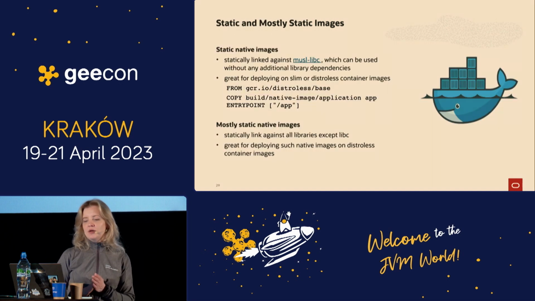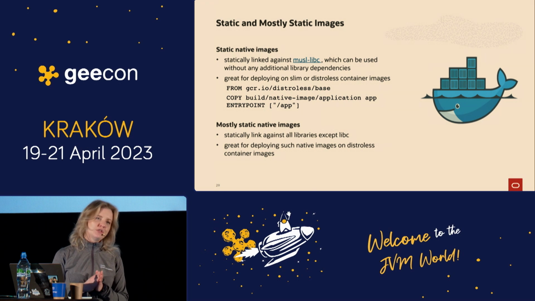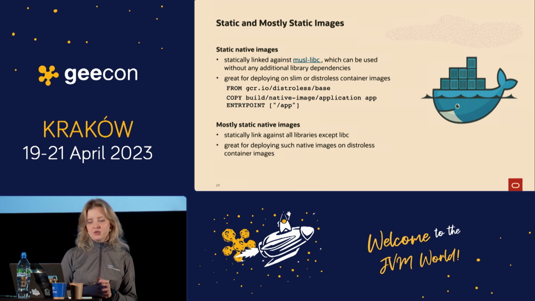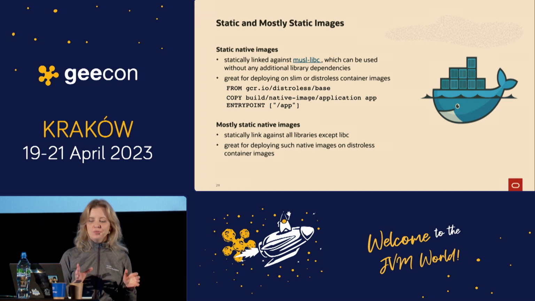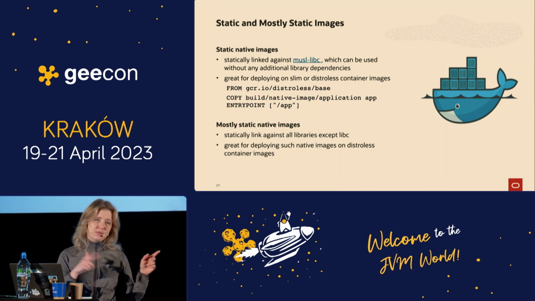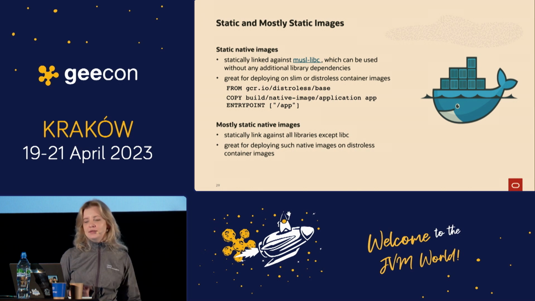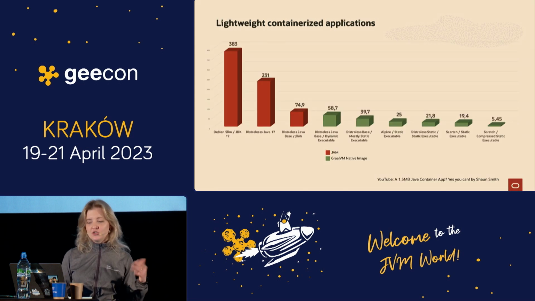And then when we are talking about deploying your applications, there are a few more things that you can do. With native image, you can build fully static native images, with no external dependencies at all. Then you can just use them in slim or from scratch containers, and they will be fully functional on their own. Or you can use so-called mostly static native images that will be statically linked against everything except for libc, which will be provided by the underlying runtime. Those are the deployment options that you can consider depending on what you want to achieve.